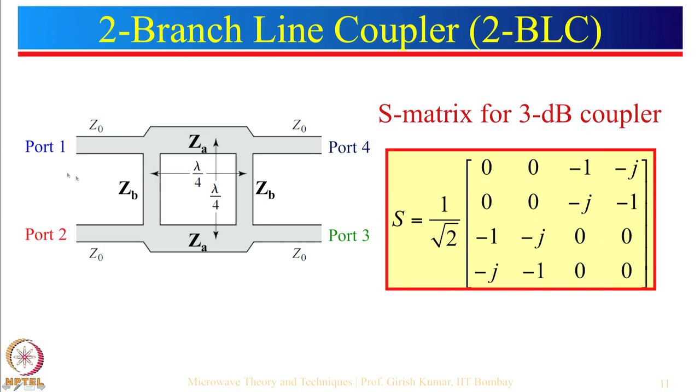Then from 1 to 3, the path is 90 and 90, 180 degree. So there is a minus 1, with 1 by square root 2 taken outside. The path from here to here is minus 90 degree phase delay, so there is a term which is minus j. Similarly, you can complete the rest of the terms. You can use the symmetry of this particular network and complete the rest of the matrix.